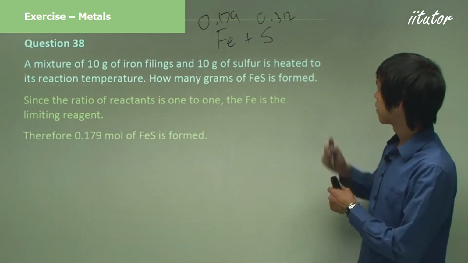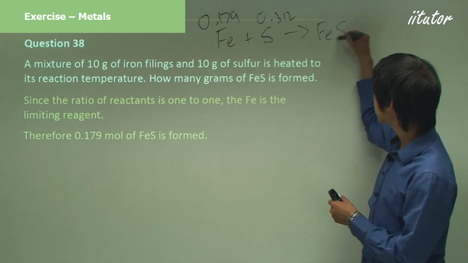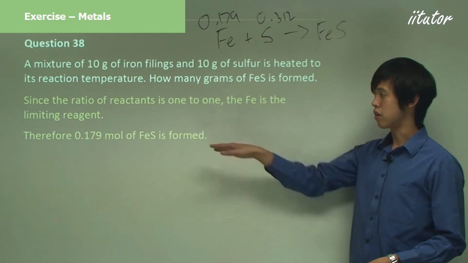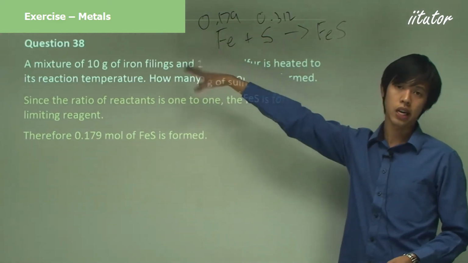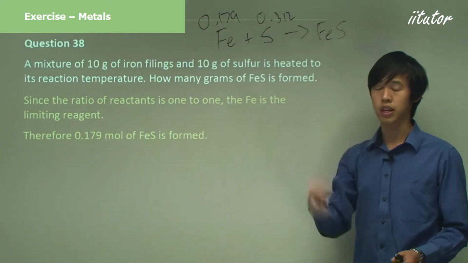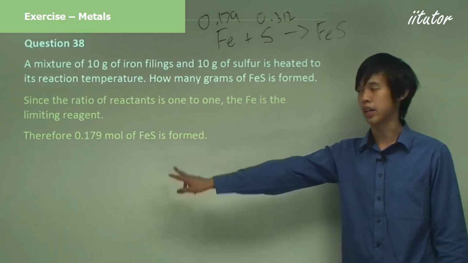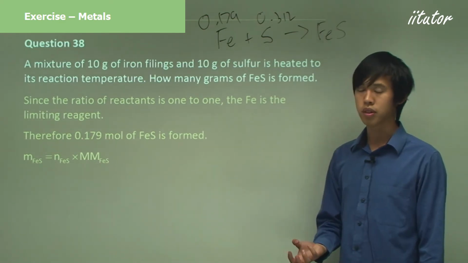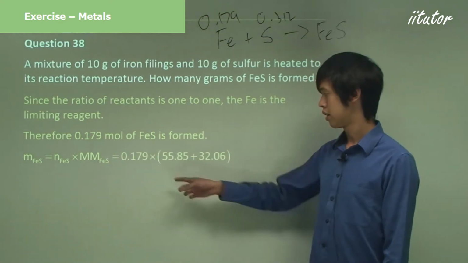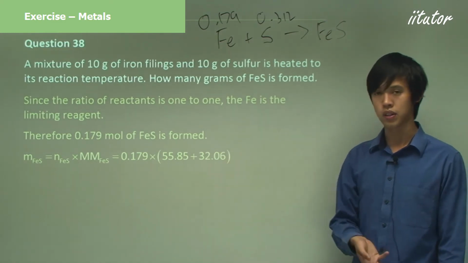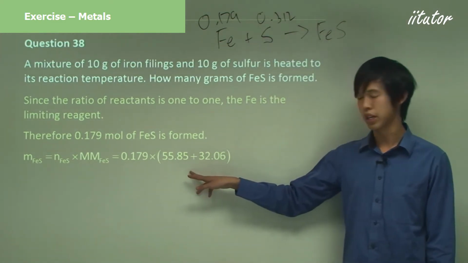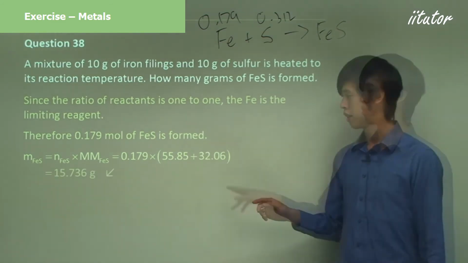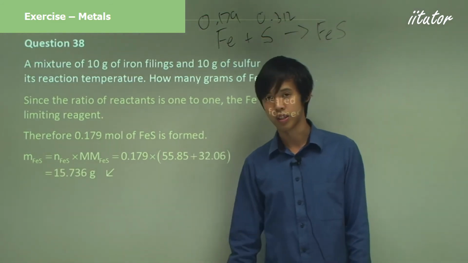Therefore, remember that for 1 mole of Fe, 1 mole of FeS comes out. So 0.179 moles of iron goes in, so 0.179 moles of FeS comes out. And there's our statement of that. So the mass of FeS is simply the number of moles times the molar mass of FeS, which is 0.179 times 55.85 plus 32.06, the molar masses of iron and sulfur. And that gives us 15.736 grams.